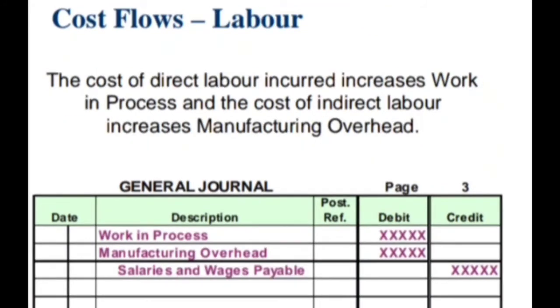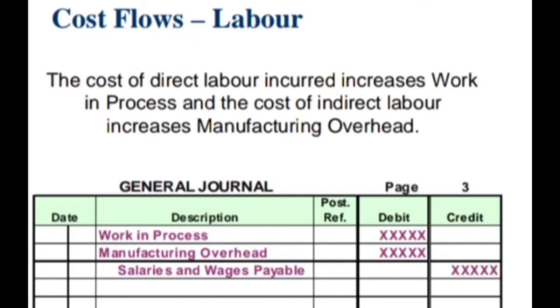Now how to apply the labor to the job and how to pass the entry of the same. Labor has two portions, like material, direct and indirect. So while transferring the direct labor to the job, work in process shall be debited, and wages and salaries payable shall be credited. When the indirect portion shall be transferred to the manufacturing overheads, then it shall be debited.